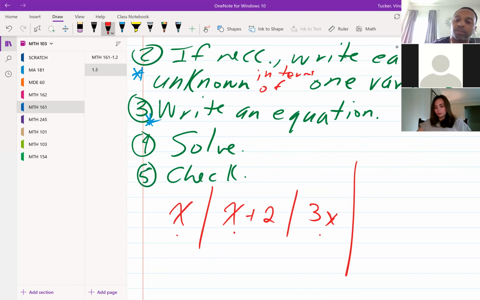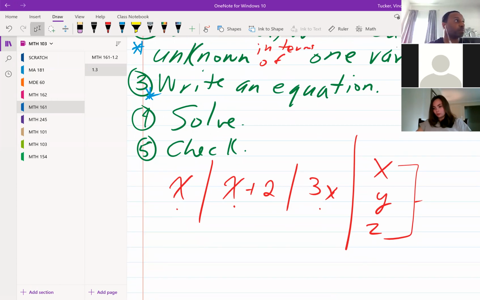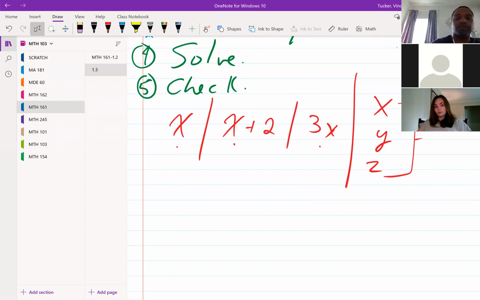What you do not want to do is call one unknown x, the other one y, and the other one z. Because what I found is that for every unknown, you have to have another equation for it. So we would need 3 equations to solve this setup. You would have to create a system of equations, and we're not in that section. It's unnecessary for this section, so we don't want to do stuff that's unnecessary. So let's look at the first example.